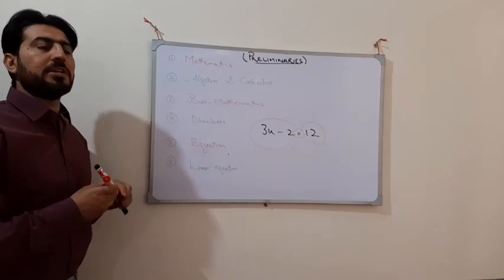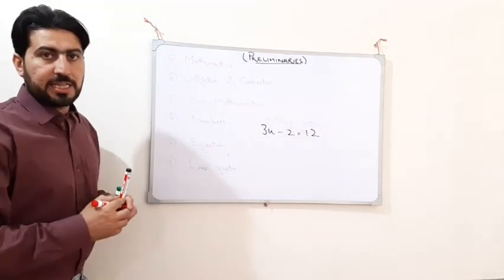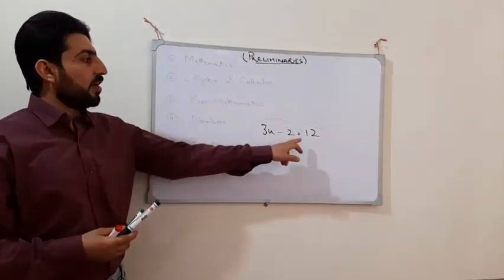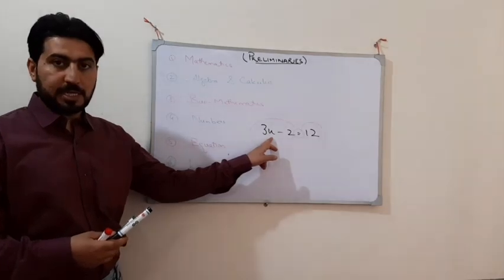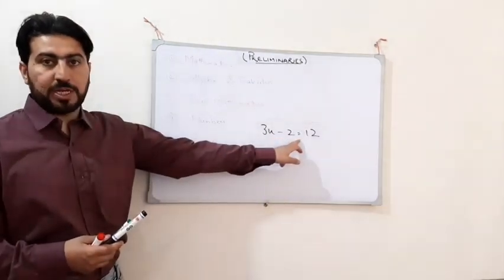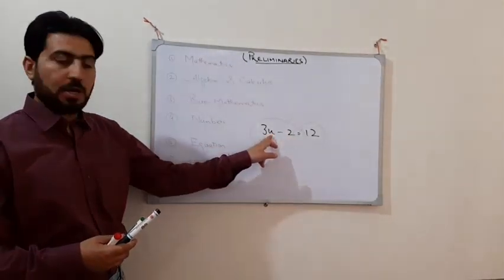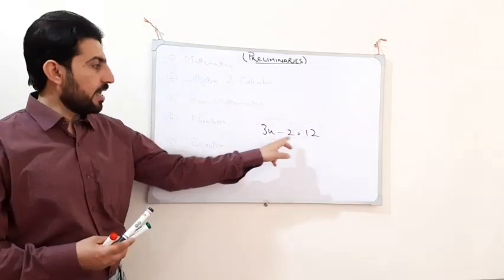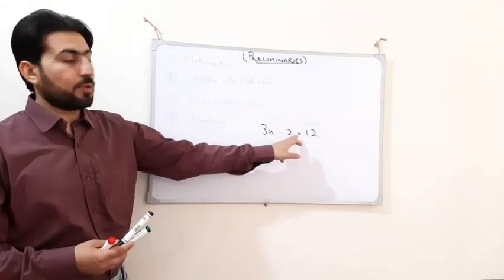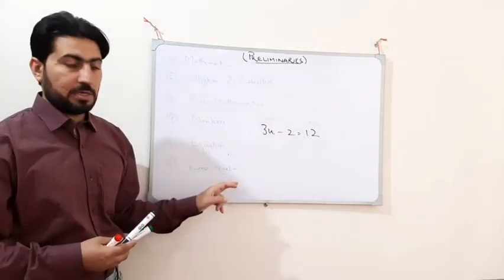There is another definition of equation. In an equation we have an unknown variable and a sign of equality. So we have a variable with us, x, and a sign of equality. Now this is called an equation.